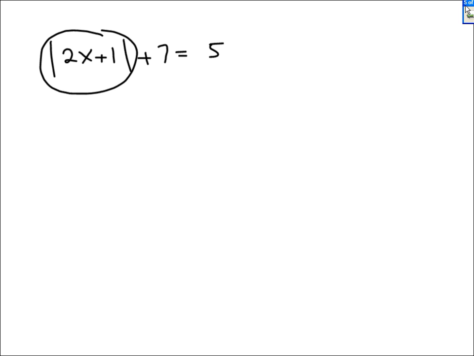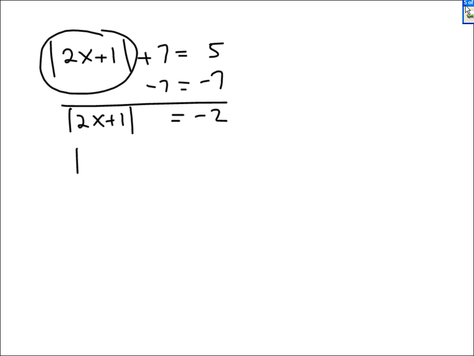Now let's just do this one. So you have 2x plus 1 plus 7 is equal to 5. Well, this will have to be negative 2, since negative 2 plus 7 is 5. You can take away 7, and the right side is negative 2. So the absolute value of 2x plus 1 is negative 2.